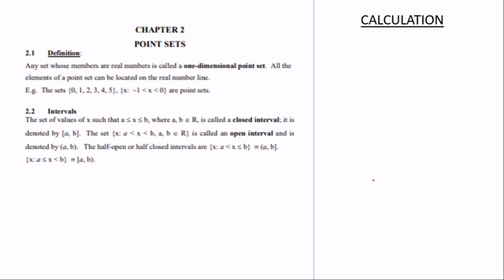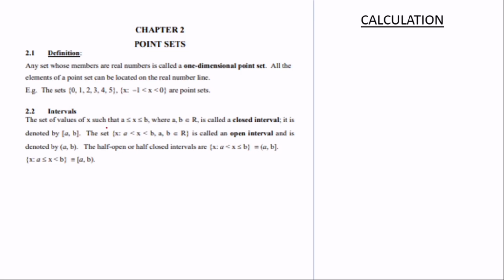Now when we talk about a point set, any set whose members are real numbers is called a one-dimensional point set. So all elements of a point set can be located on the real number line, right? So as you can see, any set whose member is a real number is called a 1D point set. Now let's move on to the interval.